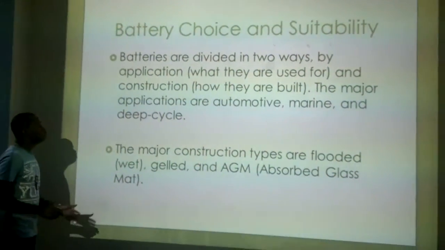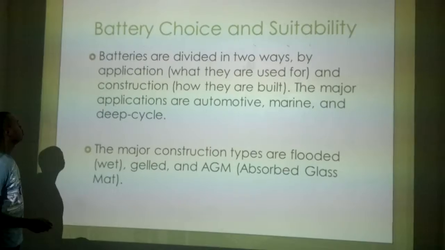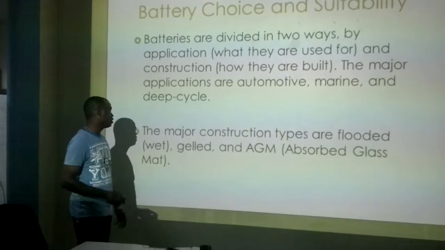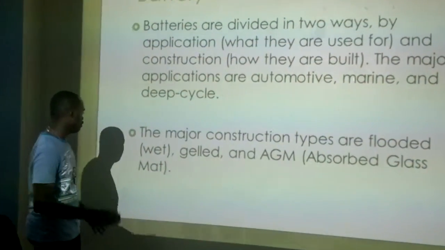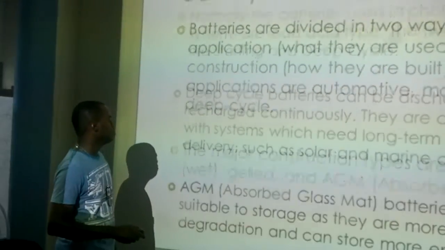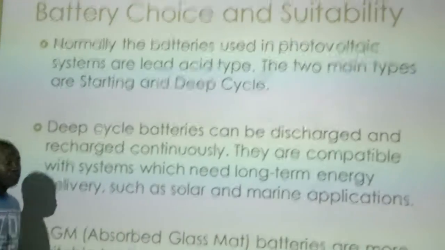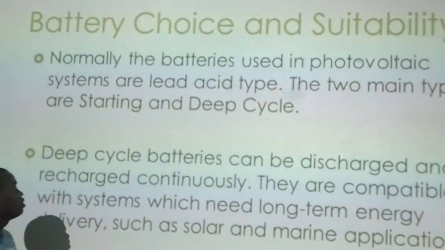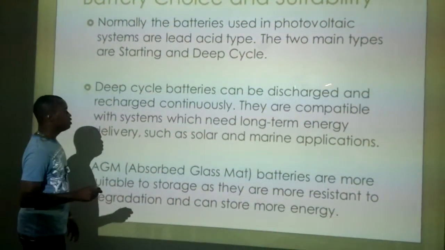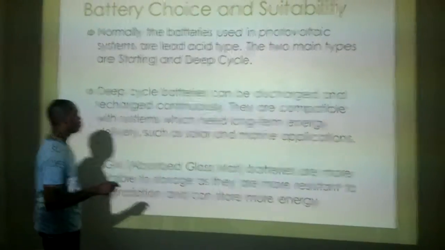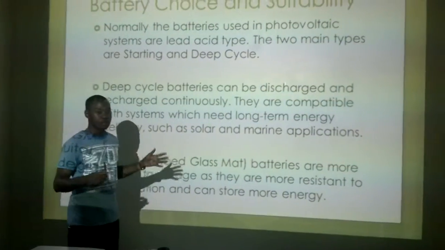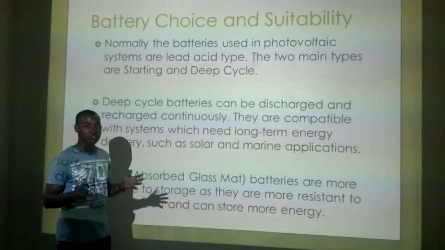Now, how do we come up with the choice and the suitability of the battery? Batteries are divided in two ways: by their application and by their construction. The major construction types are flooded, gel, and absorbed glass matte. Normally, the batteries used in photovoltaic circuits are solar or lead acid deep cycle batteries. Deep cycle batteries can be discharged and recharged continuously. They are compatible with systems that need long-term energy and are suitable for various applications, but mostly for solar.